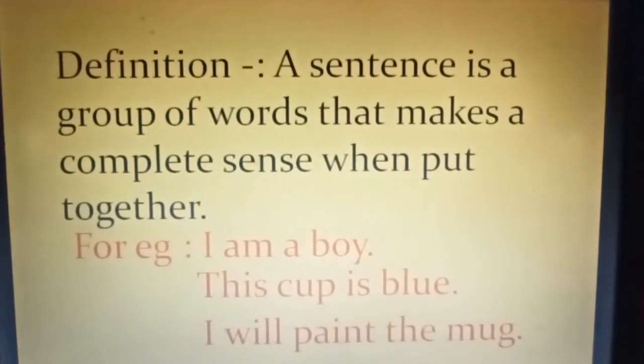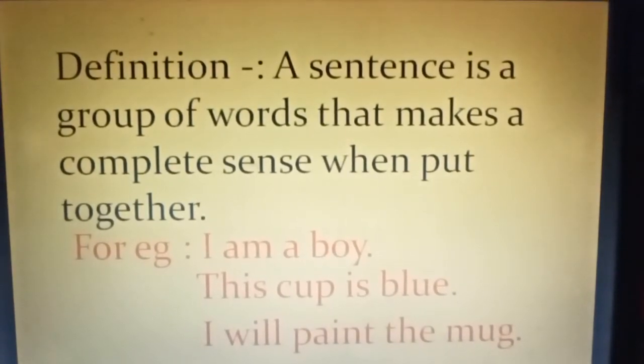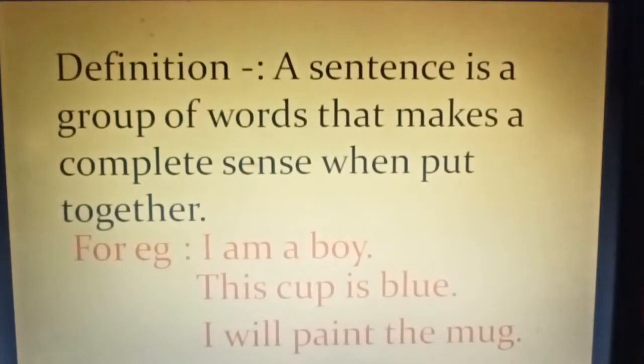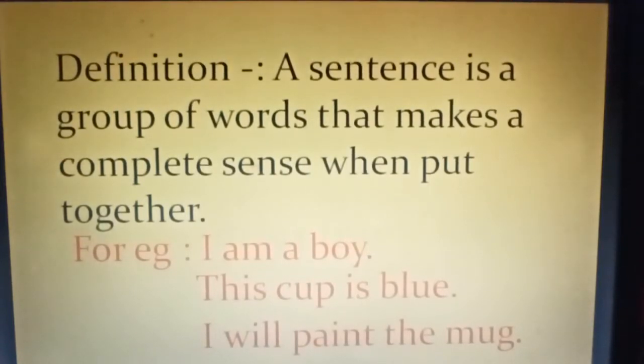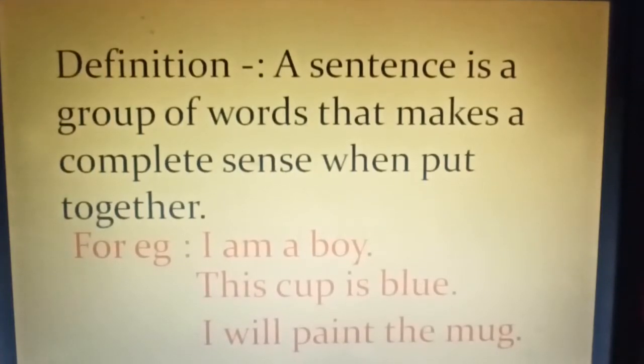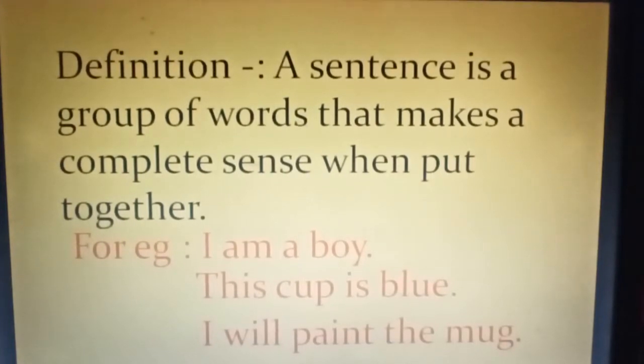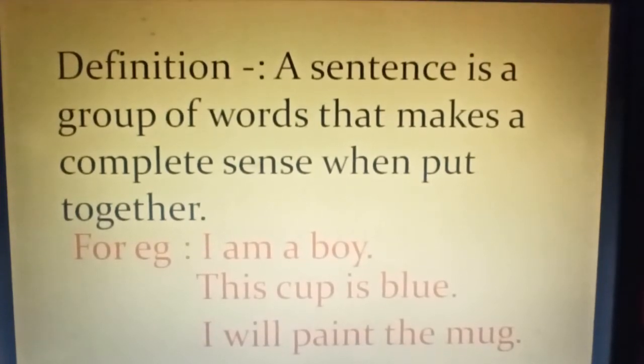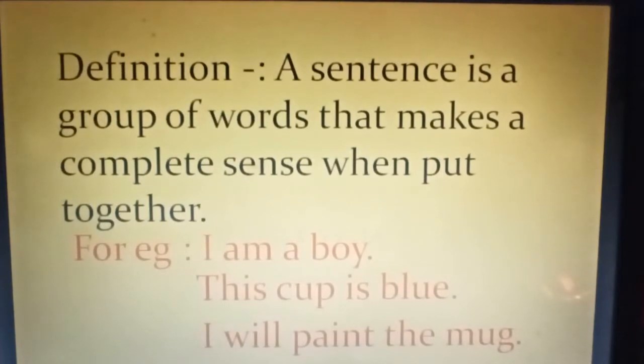Sentence एक शब्दों का समूह है जिनका अर्थ निकलता हो, उन वर्ड्स को हम सेंटेंस बोलते हैं. I am a boy. Here are a group of words. When we put together these words, a sentence forms. जब हम इन वर्ड्स को इकट्ठा रखते हैं एक प्रॉपर सीक्वेंस में, तो एक सेंटेंस बनता है, and that is a sentence. I am a boy. मैं एक लड़का हूँ. This cup is blue. ये कप ब्लू है. I will paint the mug. मैं ये मग पेंट करूँगा.